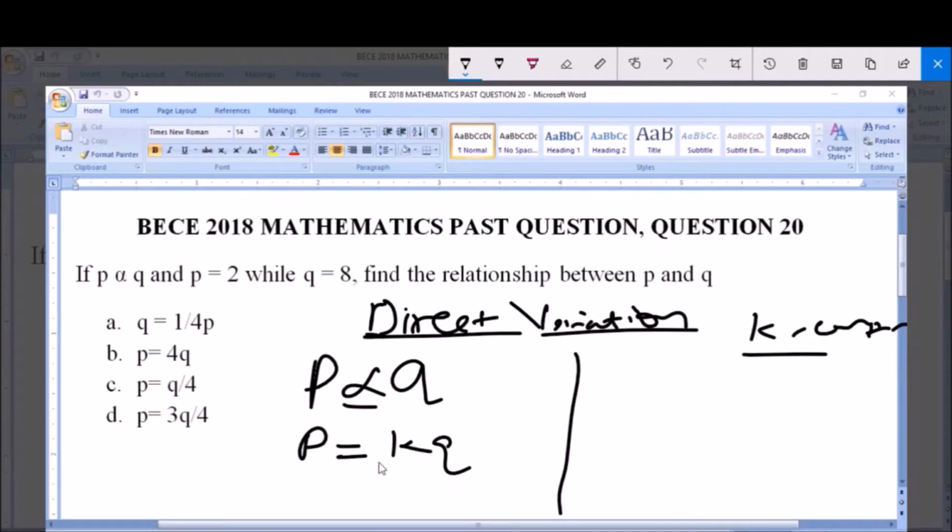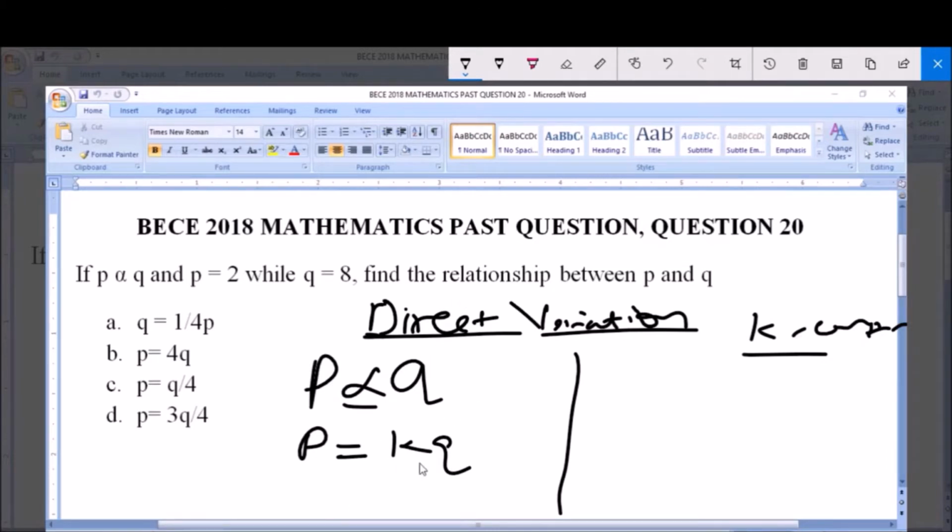Now this constant here is unknown. P we don't know and Q we don't know, but we are trying to find the relationship between P and Q. Therefore we must find what this constant means. Finding the constant will enable us to establish the relationship between P and Q. Remember, P is directly proportional to Q, meaning when there's an increase in P, there will be an increase in Q, and when there's a decrease in P, there will be a decrease in Q. But we have to find this k here, the constant, to establish the relationship.